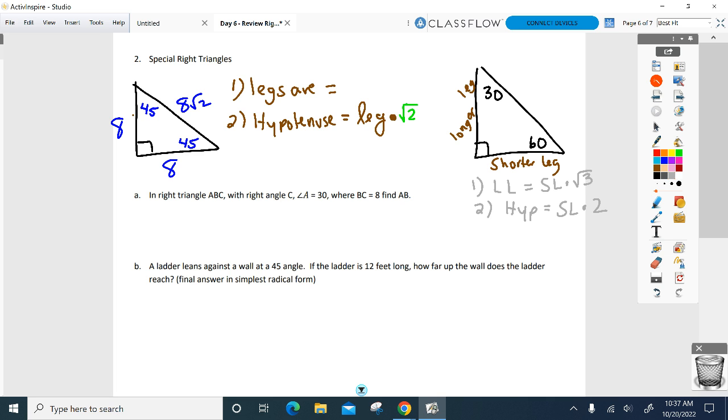Real quick, ready? Nick, just give me a number for a side length. 9. Here you go, everyone. That side's 9. How can I find the other sides? You want to start with the hypotenuse? How long is the hypotenuse if that's 9? The shorter leg, 9. 18. And then what about the longer leg then? If the shorter leg is 9, how do you find the longer leg? 9 times square root of 3. There you go.